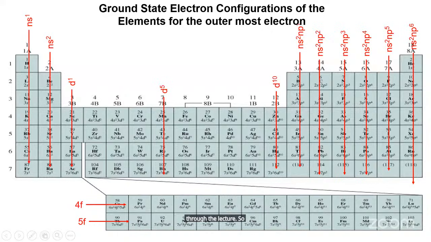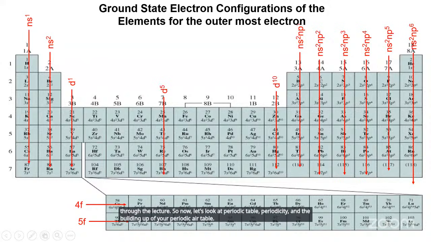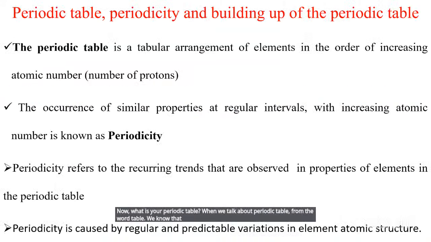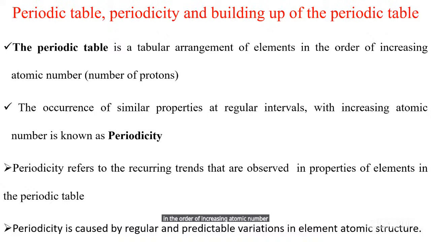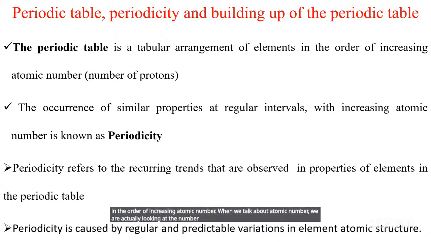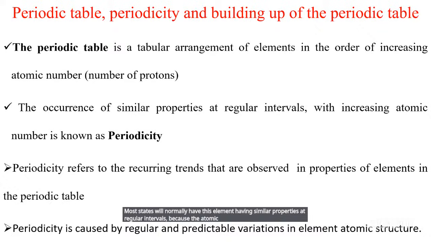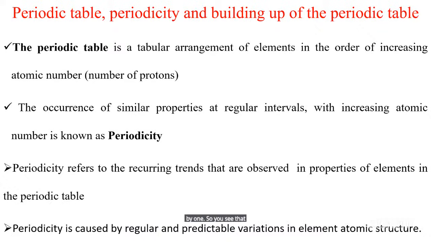So now let's look at the periodic table, periodicity, and the building up of your periodic table. Now, what is your periodic table? When we talk about periodic table, from the word table, we know that it's a table. It's a tabular arrangement of elements in the order of increasing atomic number. When we talk about atomic number, we are actually looking at the number of protons. And because of this arrangement in order of increasing atomic number, most times we have elements having similar properties at regular intervals because the atomic number increases by 1. So you see that most times their physical and chemical properties are similar.